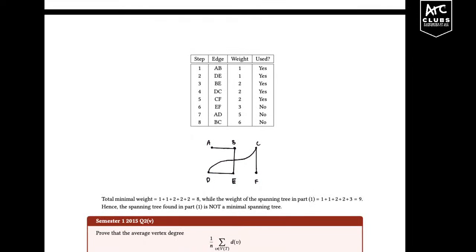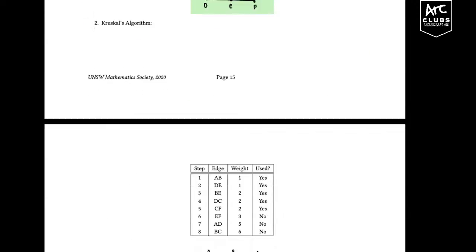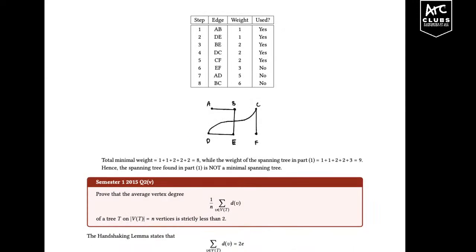So when you work out the total minimal weight, just by adding up the edges in your minimal spanning tree, the Kruskal's algorithm one, you can see that the total weight is 8, while the weight in your spanning tree in part 1, the one found using Dijkstra's algorithm, is actually 9. Therefore, the spanning tree found in part 1 is not a minimal spanning tree.